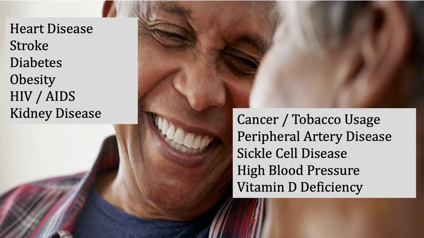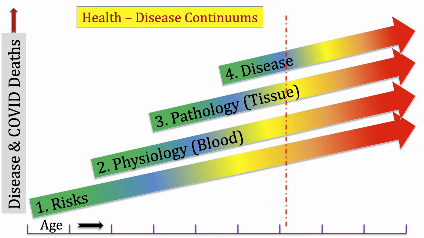And they all relate back to the kind of testing that we just referred to. So heart disease, stroke, diabetes at the top of the list, obesity, HIV, AIDS, kidney disease, tobacco usage, cancer, peripheral artery disease, sickle cell disease, high blood pressure, ubiquitous in the black population, and vitamin D deficiency. Again, more the why, ubiquitous in the black population, and has a profound effect on every one of these conditions.